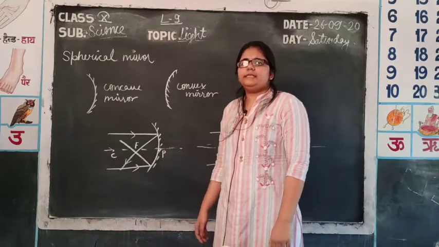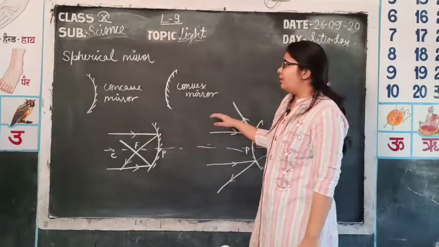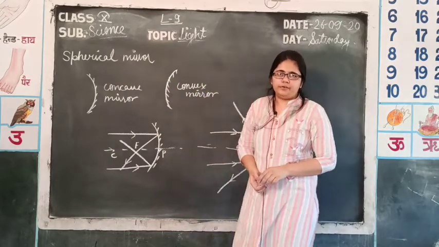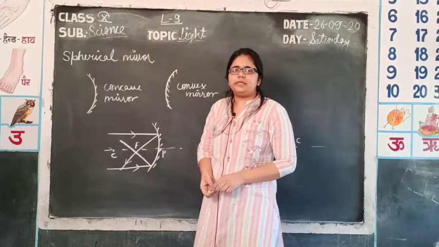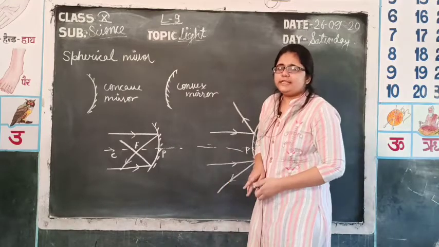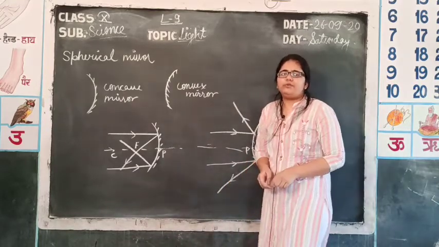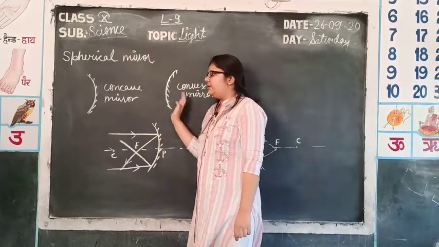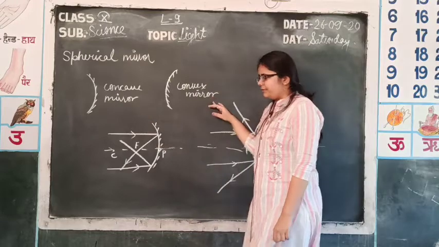So, after discussing the plane mirror, now we will start our new topic, that is spherical mirror, in which the reflecting surface is curved. You can say that this curved surface is a part of a hollow sphere. So, there are two types of spherical mirror, concave and convex.